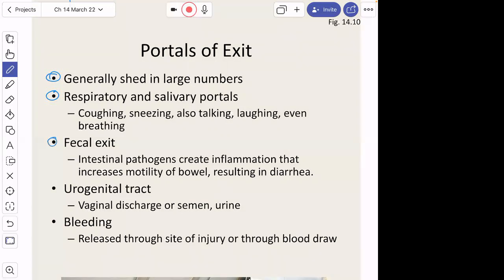Fecal exit. So any, say, foodborne pathogen, we call that the fecal-oral route. If you eat something and it makes you sick, it's typically going to leave by diarrhea, which typically increases the motility of the bowel, right? Shedding pathogen numbers in huge numbers. Here's an example. I'll just show you briefly.